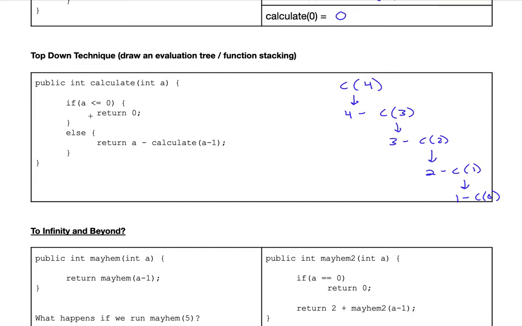Now what's nice about calculate of 0 is that it hits our base case, and calculate of 0 is just the number 0. So now we can backtrack and figure out what our original value was. 1 minus this 0 is the number 1. So this 1 comes back up here. 2 minus 1 is 1, which comes all the way back here. 3 minus 1 is 2, which goes all the way back up here. And 4 minus 2 is the value 2, which goes all the way back up here. And we have our answer for what calculate of 4 is. So often this is the way that I set it up, but it's functionally equivalent to the bottom-up technique.